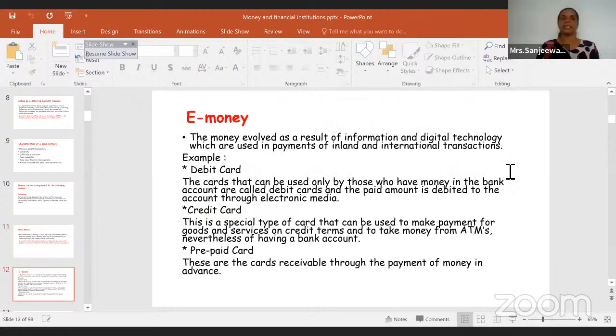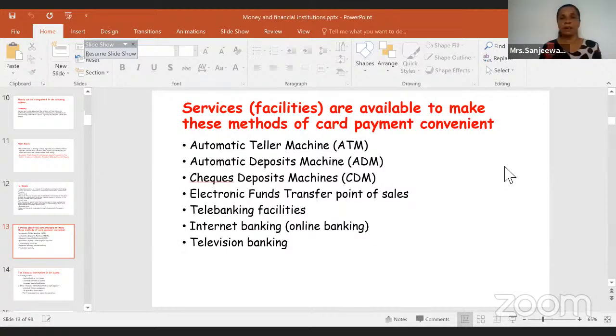Then what is e-money? E-money, of course, is common to you all. Debit card, credit card, prepaid cards. So that is e-money, money evolved as a result of information and digital technology. Then there are some facilities or services available to make these methods of card payment convenient. Now, you might be having a credit card, a debit card, all these cards. But if you don't have facilities to use those things, it's pointless. But there are some services or facilities just to make these card payments easy.